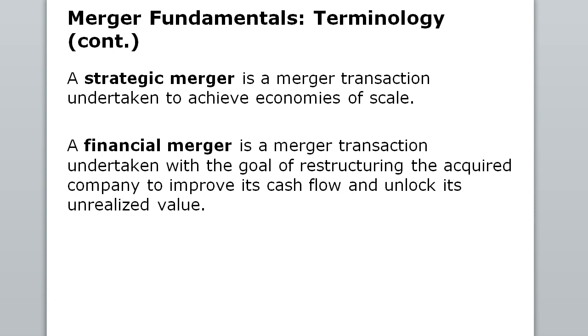Now, there are some mergers that are strategic in nature, to achieve certain economic goals or to obtain certain parts of a business. So maybe your strategic plan is to be more vertically integrated, so you merge with companies at different levels in the business chain. A financial merger is a transaction where a company acquires another company with the goal of restructuring, to improve its cash flow, unlock unrealized value, or gain tax benefits or synergies that will help the company perform better financially.